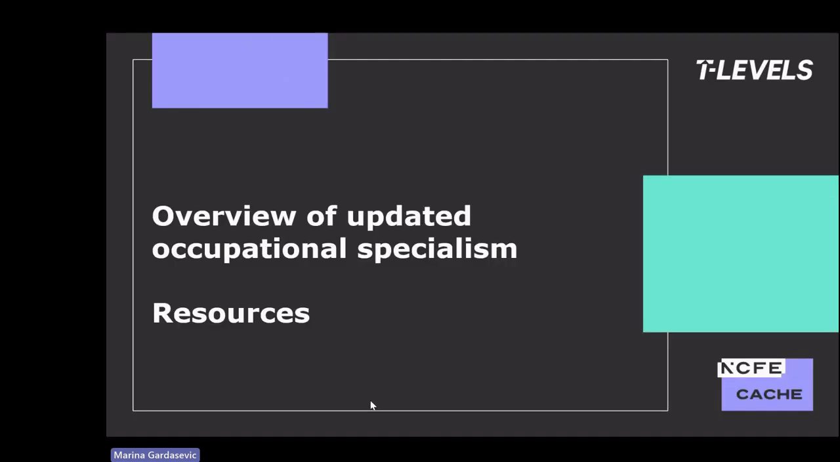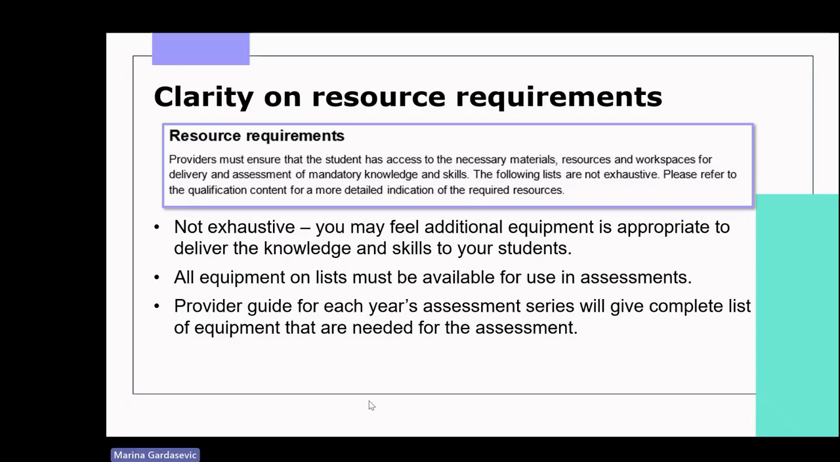Now moving on to the resource requirements. The updated specification provides additional clarity with resource requirements. This screenshot here states that students must have access to all equipment on the list. This could either mean through loan to the provider or in partnership with an external organisation such as a university. However, all equipment on the list could be required for use in an assessment. The provider guide for each assessment series will give a complete list of the required equipment for that assessment. It's important to note that the resource lists in the specification are not exhaustive. You may feel additional equipment is required to deliver the knowledge and skills depending on your students' needs and your provider setting.